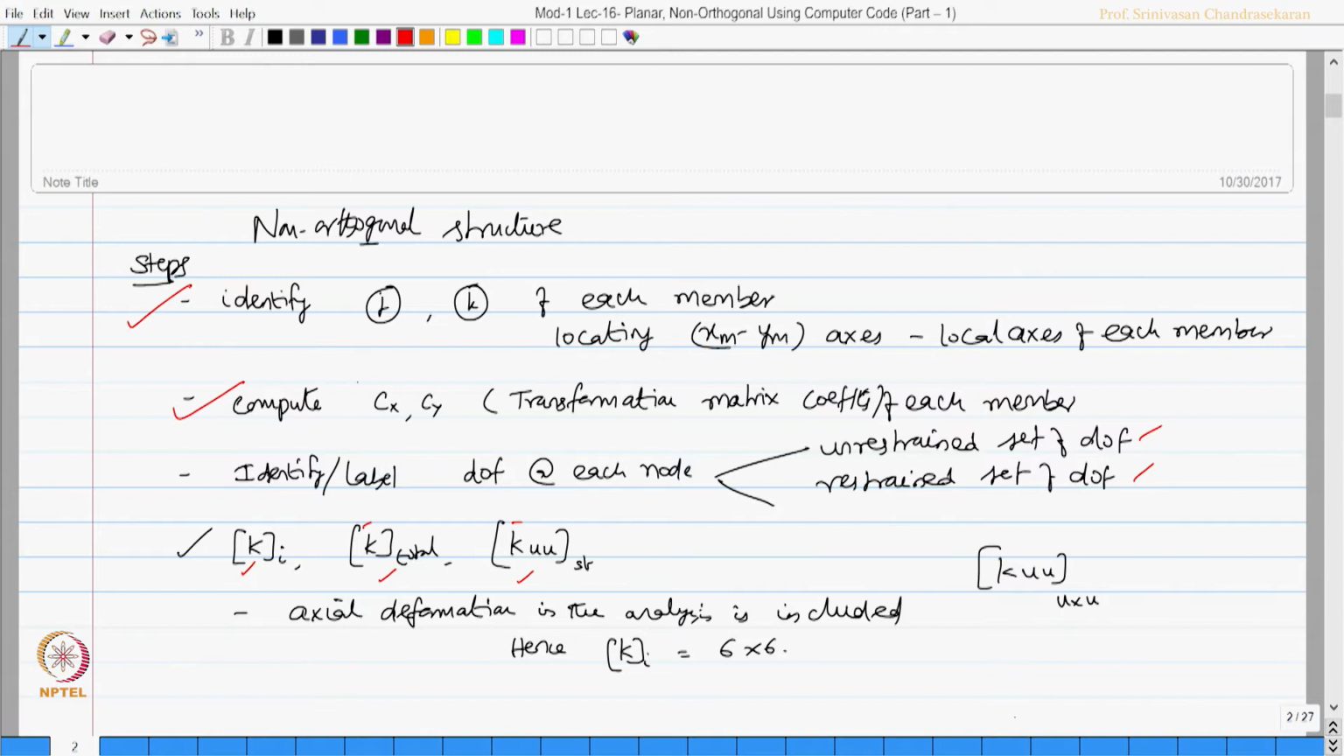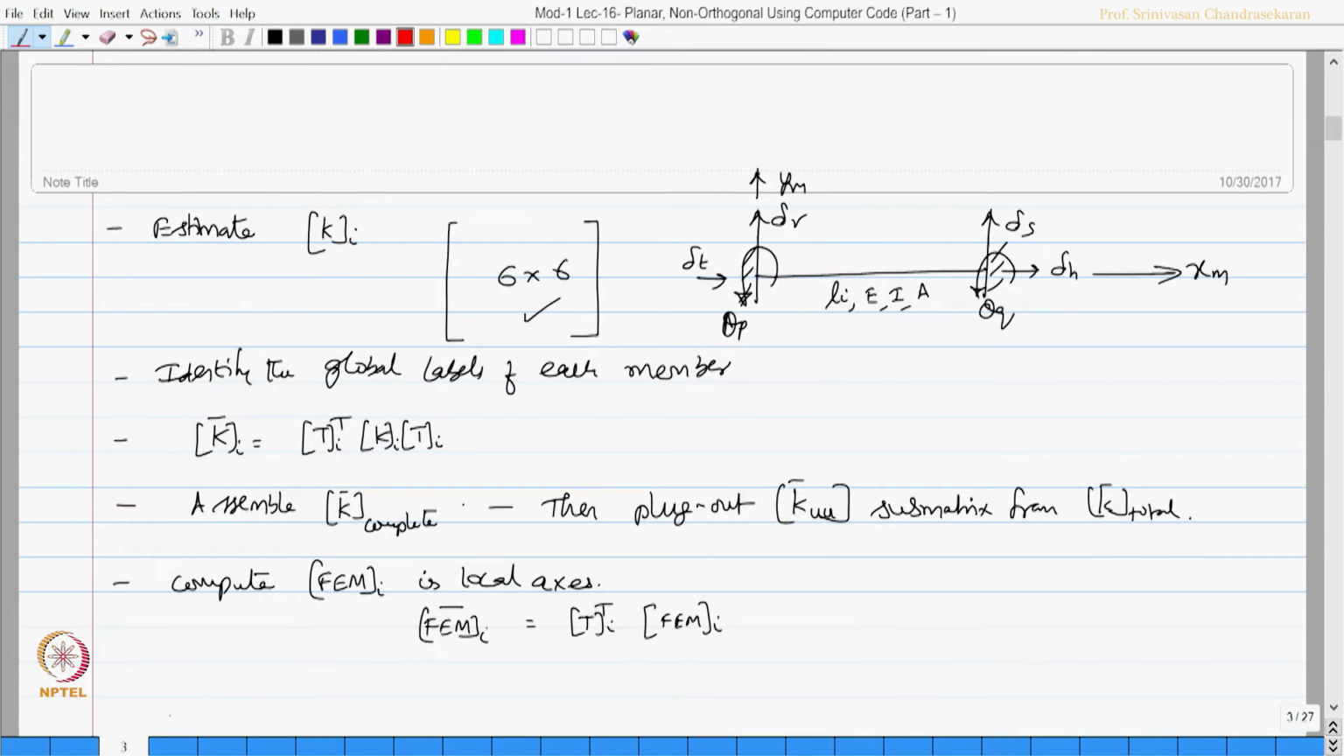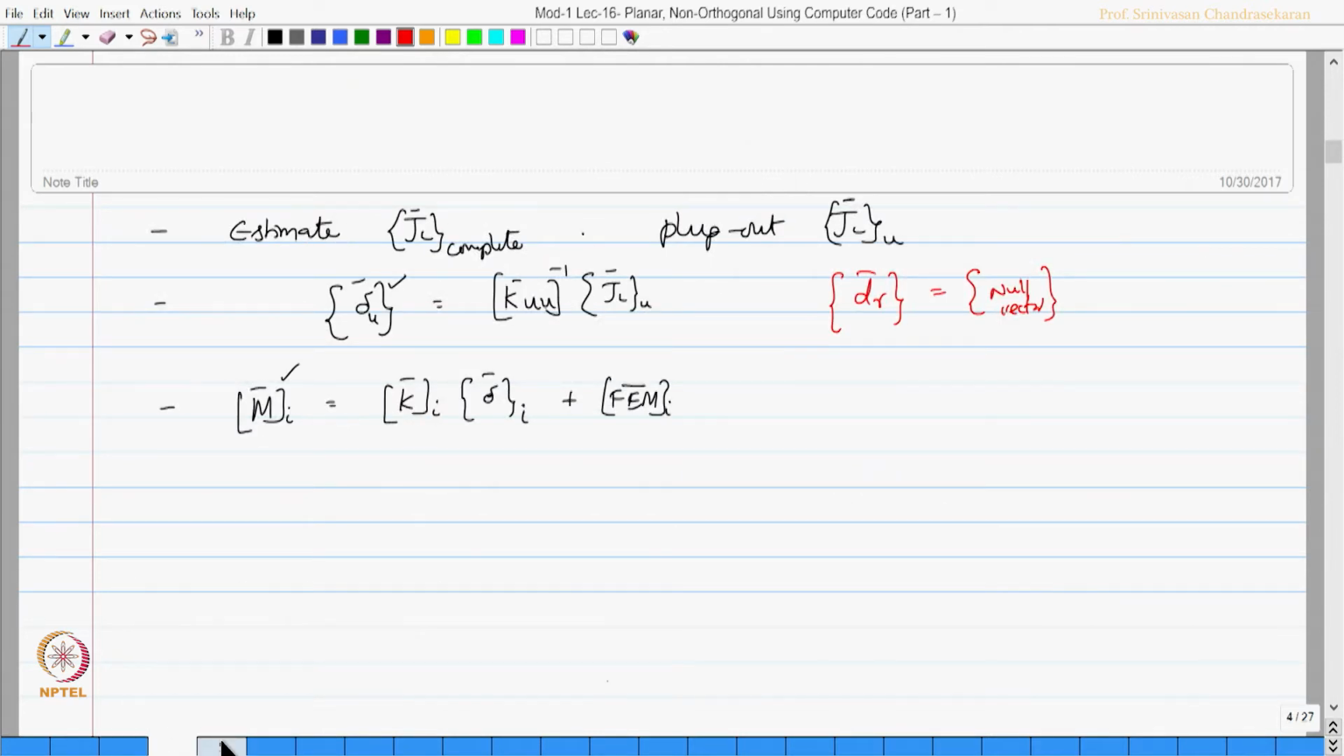Since axial deformation is added in the analysis, k of every member local will be of size 6 by 6. Estimate the k matrix, find the k bar, assemble and get k bar UU. Find the fixed end moments from the member loading, find FEM bar using this relationship, then estimate the joint load bar in reference axis degrees of freedom, pluck out only the unrestrained values, find the displacement in unrestrained degrees and find the end moments and shear force in each member in global degrees of freedom. That is the steps involved.